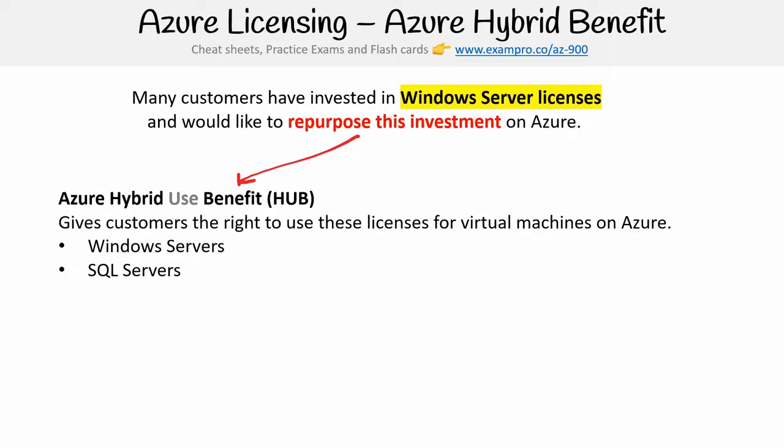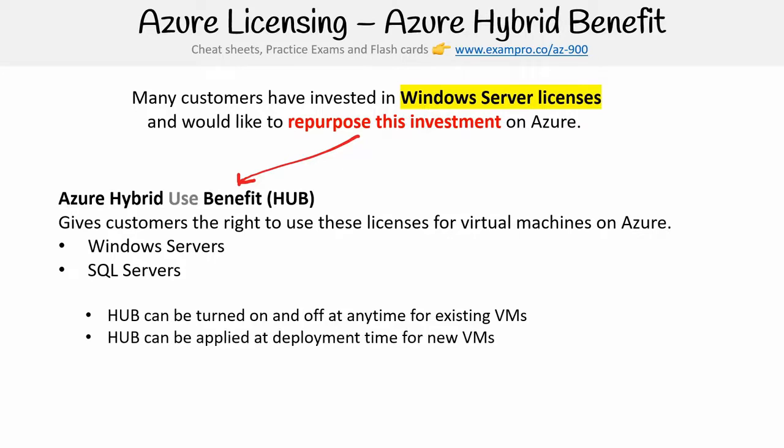Sometimes it's called Azure Hybrid Use Benefit in Microsoft documentation, but for some reason for Azure, they just dropped the word use, but the abbreviation is HUB. This gives customers the right to use these licenses for virtual machines on Azure. Such types of virtual machines would be Windows Servers or SQL Servers. I would imagine this would probably happen with a lift and shift, which I think we described somewhere in this course. HUB can be turned on and off at any time for existing virtual machines, and HUB can be applied at deployment time for new VMs.